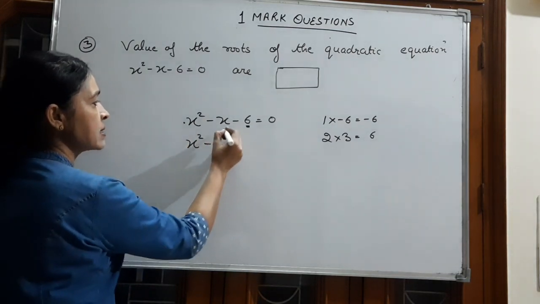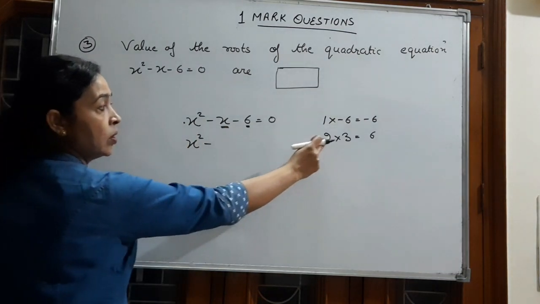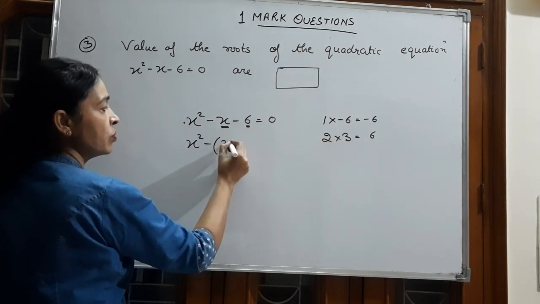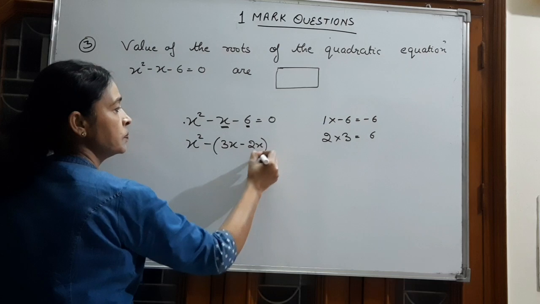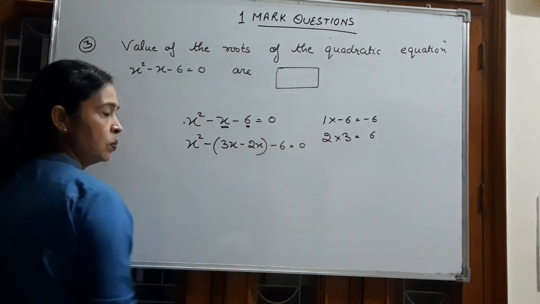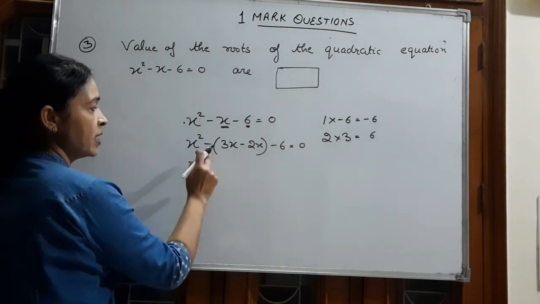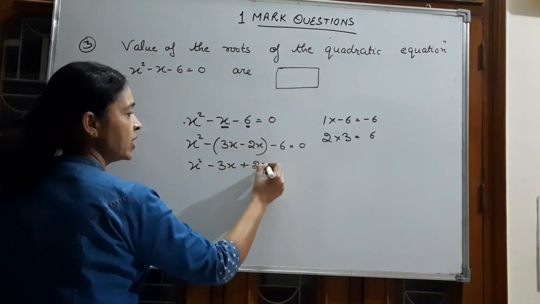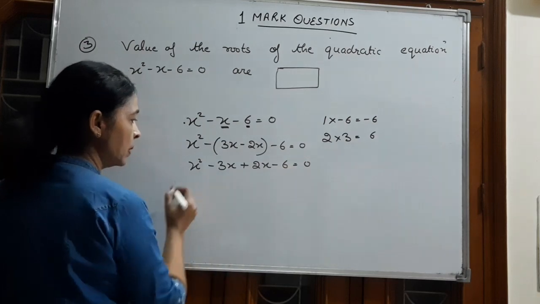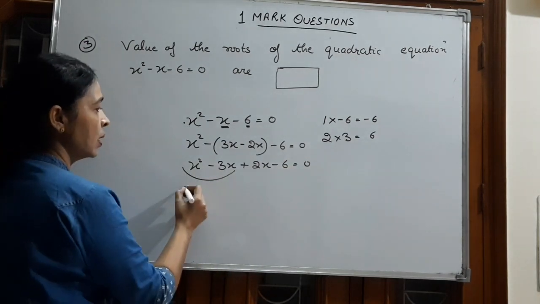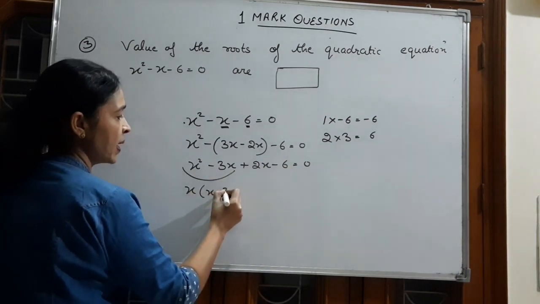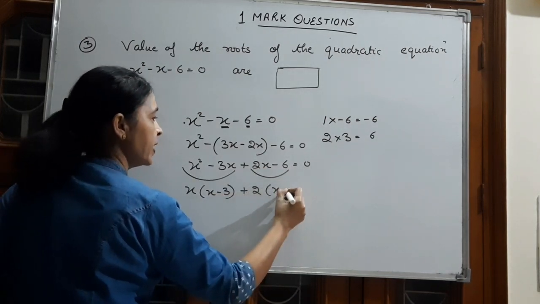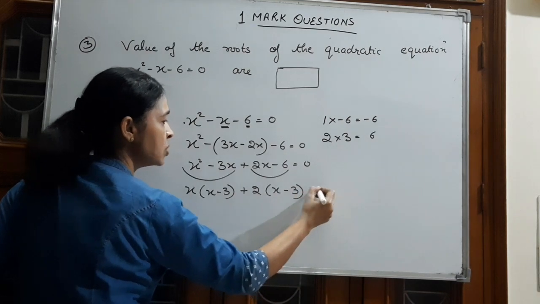Now x square minus x can be written as 3 into 2 is 6 and 3 minus 2 is 1. We will write x square minus 3x plus 2x minus 6 equals 0. On opening the bracket, we will change the signs. Take first two terms, x is common: x minus 3. Next 2 is common: x minus 3 equals 0.